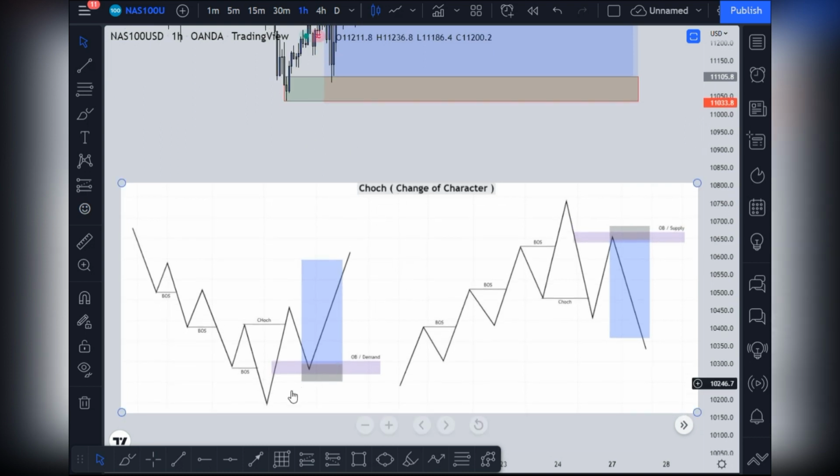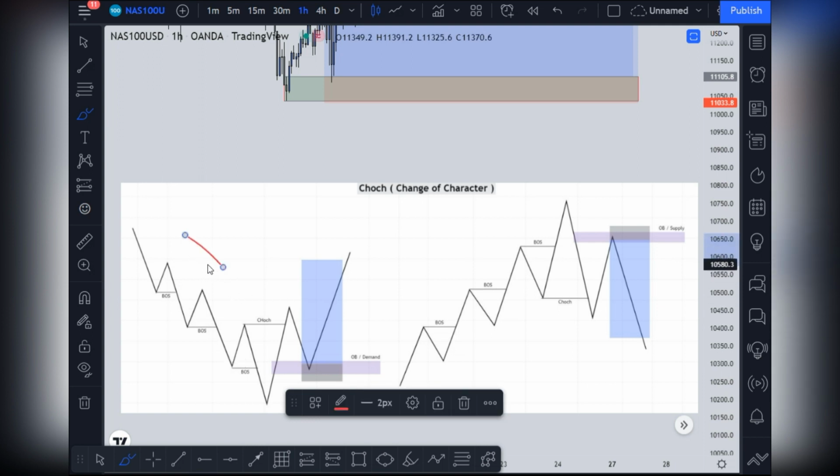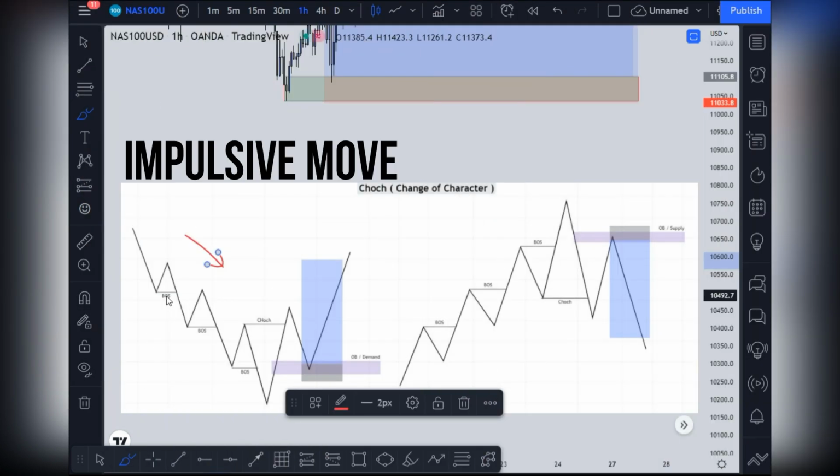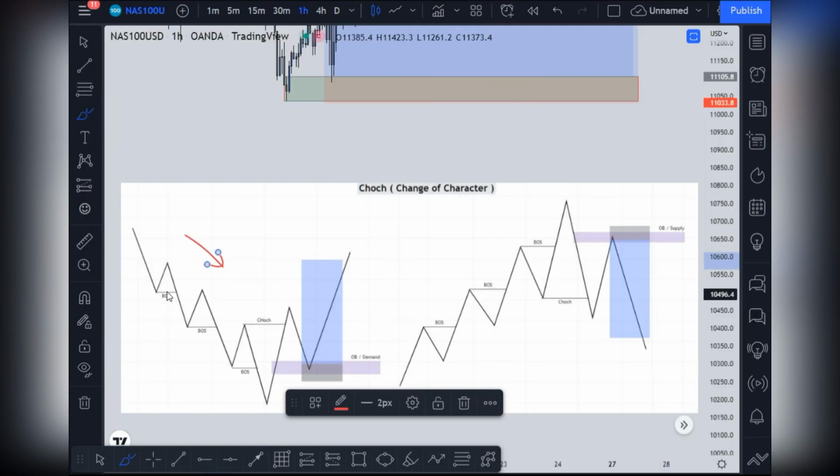So as you can see over here, this is an example of a downtrend turning into an uptrend, right? Right now we are in a downtrend. We're starting off with the break of structure. Break is the impulsive move in the direction of the trend, right? So remember, when the market has moved, we have the impulse move, which is the major move in the direction.